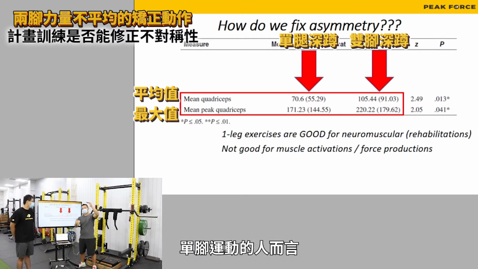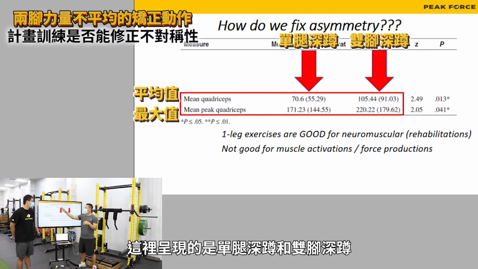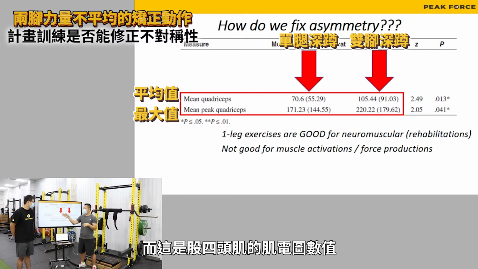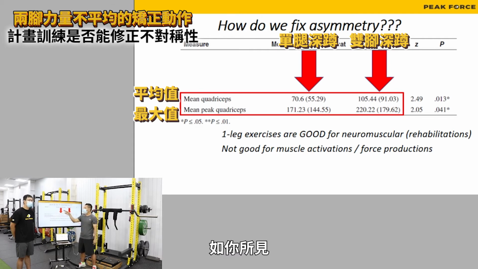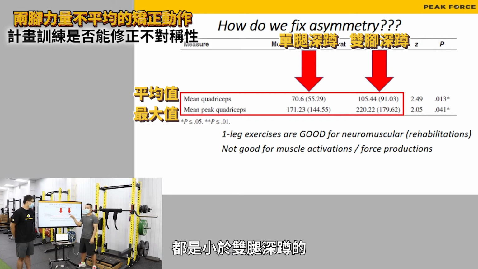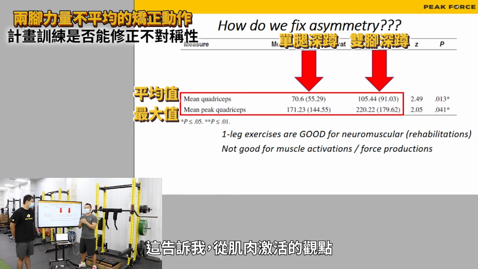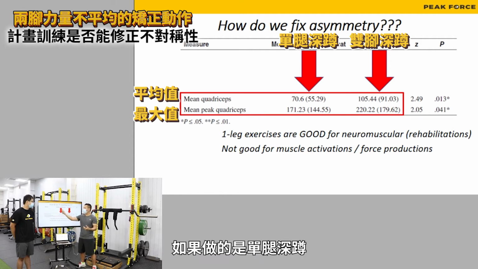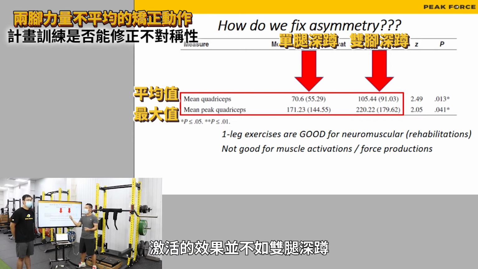Okay, so another study, this is a very interesting one for people who tend to do single leg exercise if you have an imbalance between left side and right side. This one is showing the single leg squat and the two leg squat, the normal squat. And this is actually the EMG value of the quadriceps muscle. As you can see, for the single leg squat, the EMG value for the mean and the peak is definitely lower than both legs. So this tells me that the muscle activation, if you do a single leg, is not as good as getting a signal in both legs.